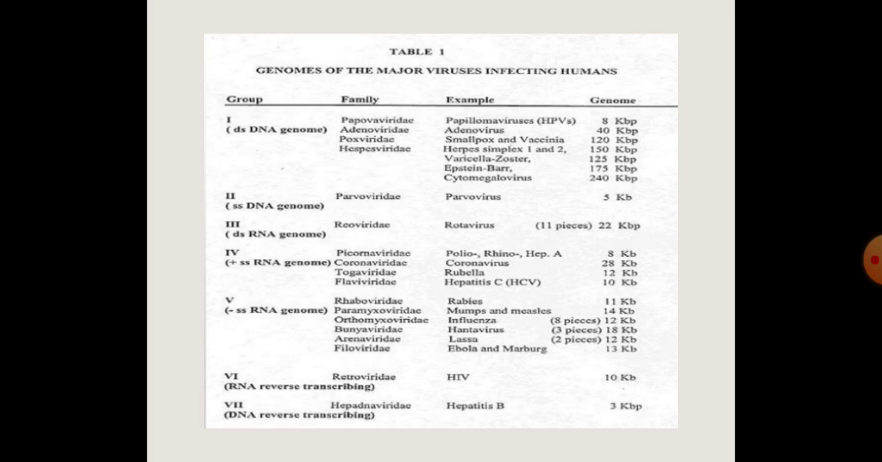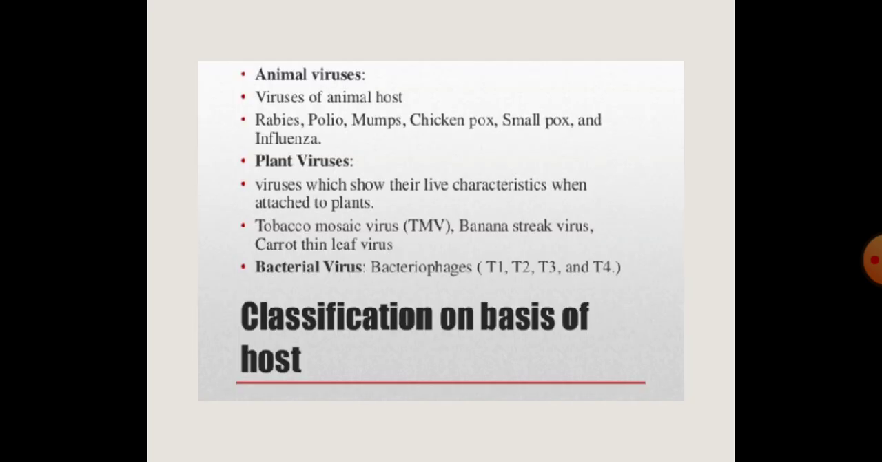What is the importance of the molecular weight, examples, and the families for these seven types of virus? Next are the animal viruses, which infect animals. They cause diseases like rabies, polio, mumps, chickenpox, smallpox, and influenza.